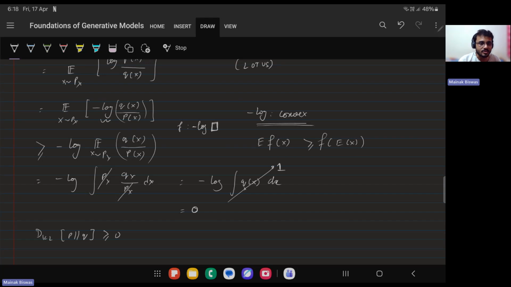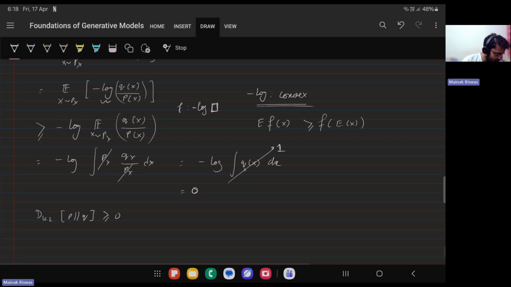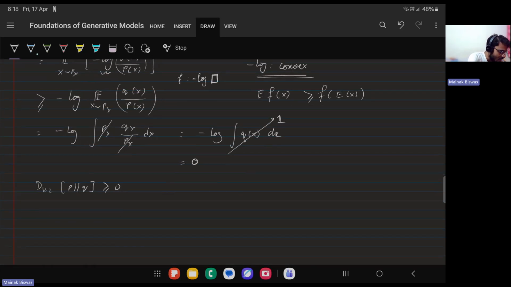Assuming the convex function. So why is it a convex function? What does a convex function mean? We've already done it in the past. I'll give you an intuition. A convex function has the following property.